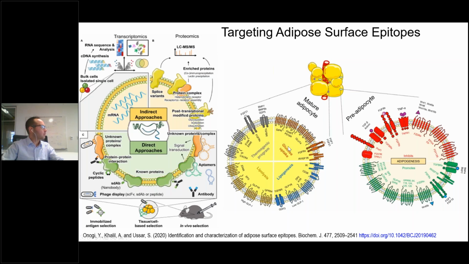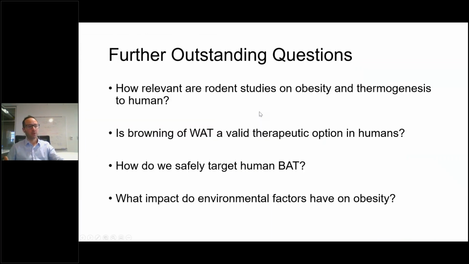So this brings us finally to some further outstanding questions that remain in the field. One of the questions that remains is how relevant are these rodent studies on obesity and thermogenesis to humans. We reside at thermoneutral, but many of the experiments performed in rodents are not performed at thermoneutral, but instead at 23 or 25 degrees, where thermal neutrality for a rodent is 30 degrees. So should we really be performing these rodent experiments at 30 degrees, considering that we actually every day reside at thermal neutrality?